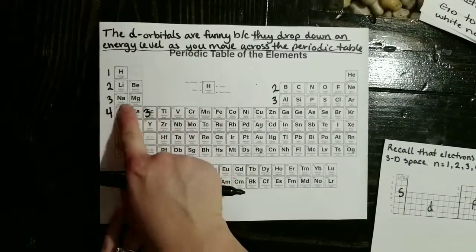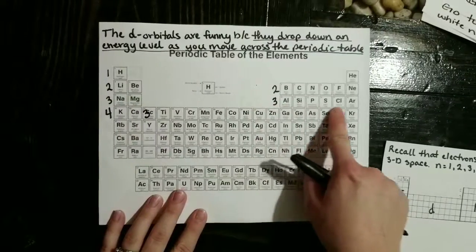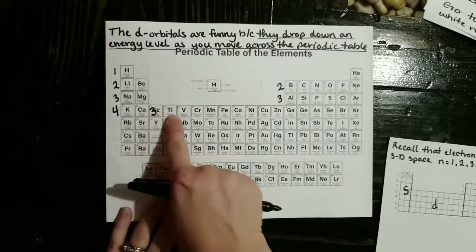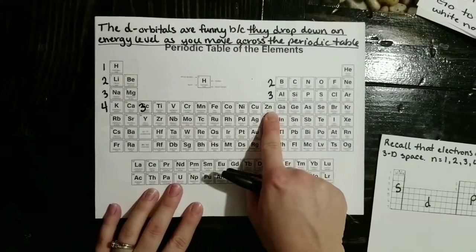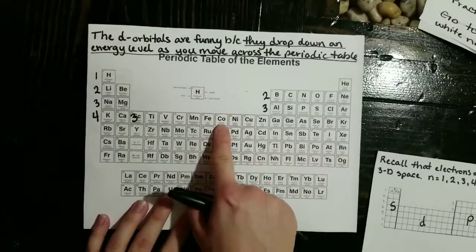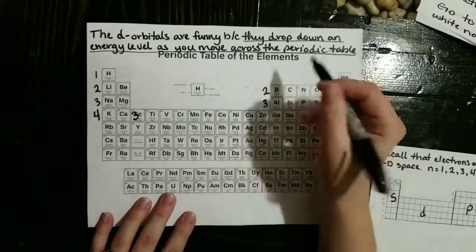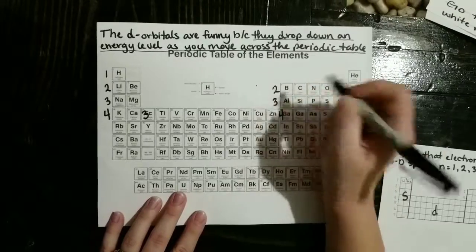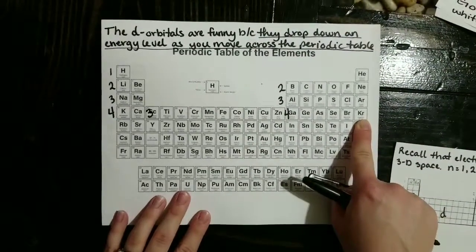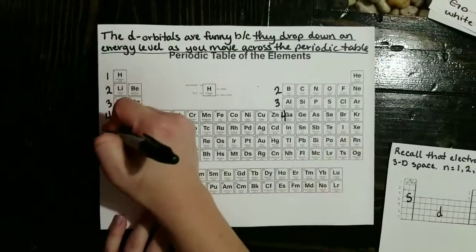So you would go 3s2, 3p6, 4s2, 3d10, because there are 10 of them, 1, 2, 3, 4, 5, 6, 7, 8, 9, 10. And then you would come back into the fourth energy level as you move across the p block. That is true for each energy level.